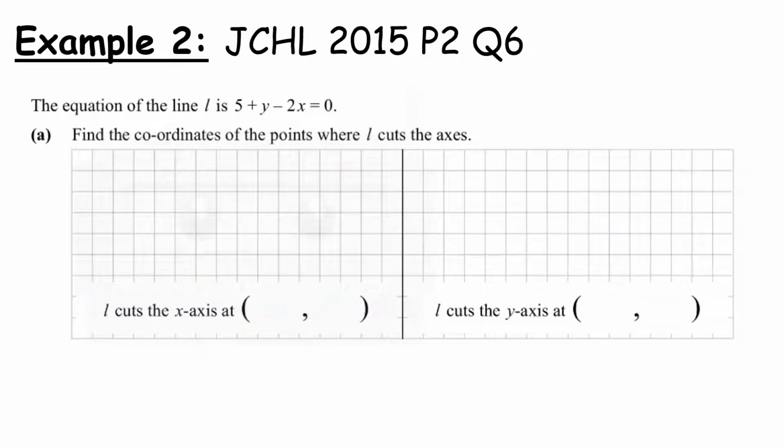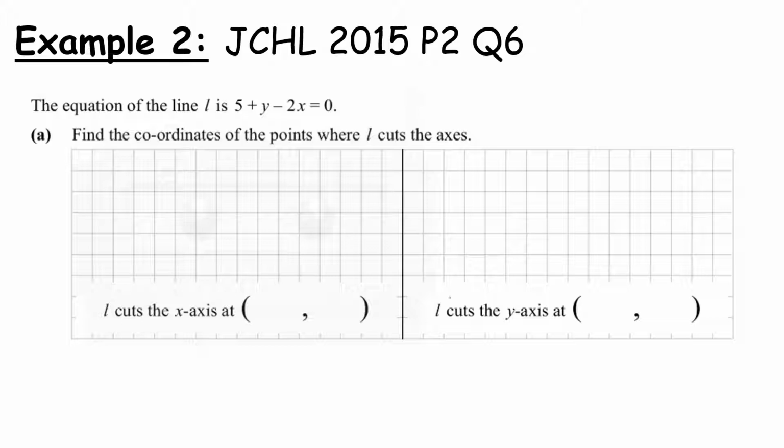So let's try an example. Given the equation 5 plus y minus 2x equals 0, find the coordinates of the points where L cuts the axis. So they are the x-axis and the y-axis.